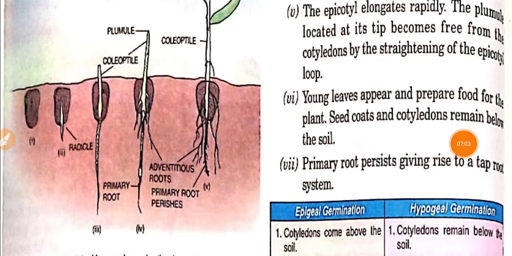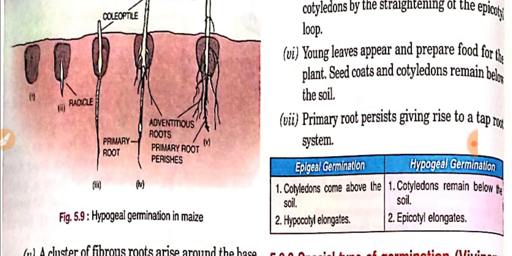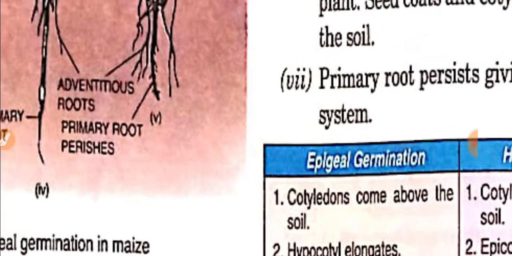young leaves appear and prepare food for the plant. Seed coats and cotyledons remain below the soil. Primary root persists, giving rise to a taproot system as it is a dicot plant.